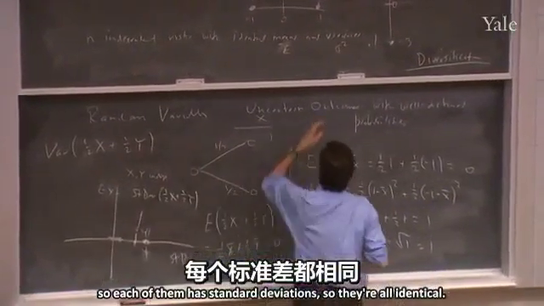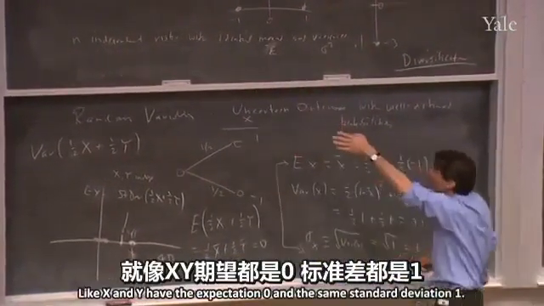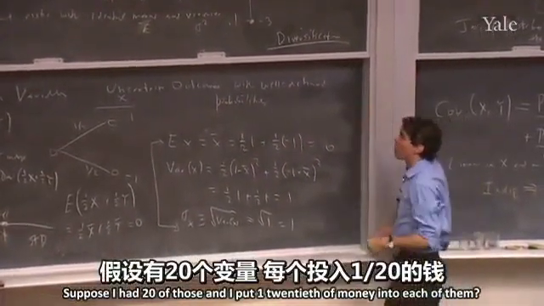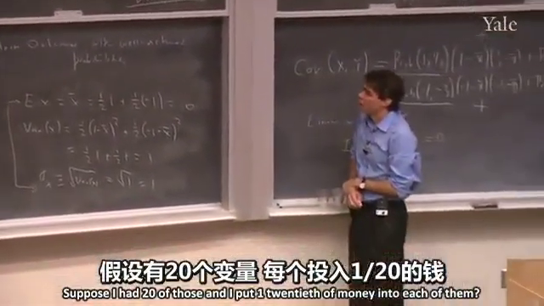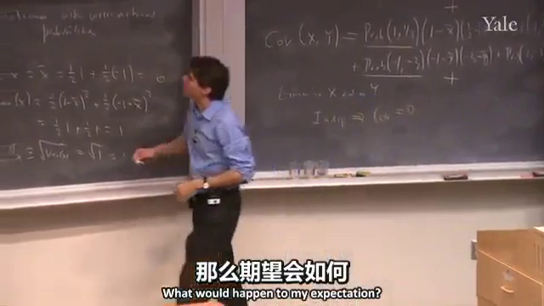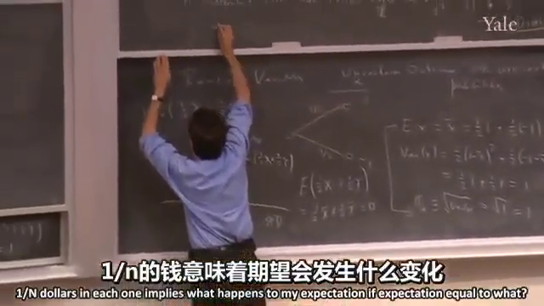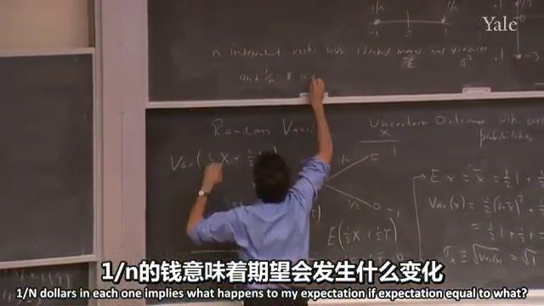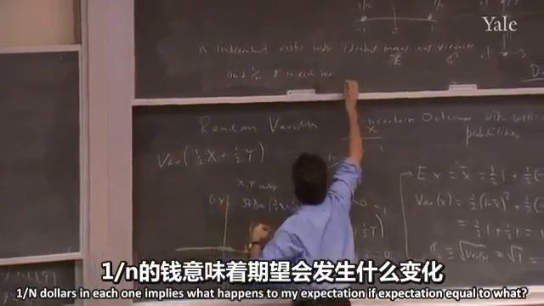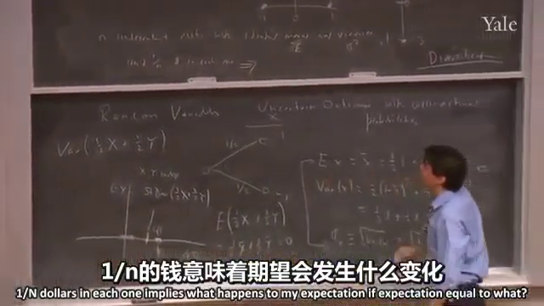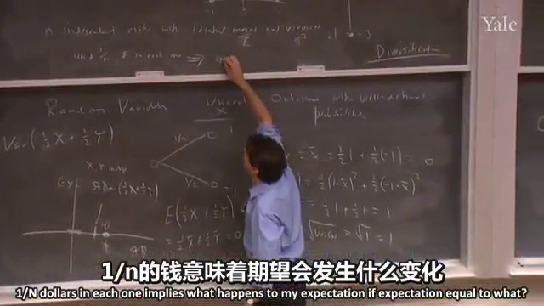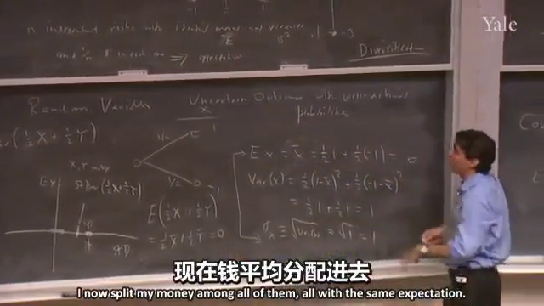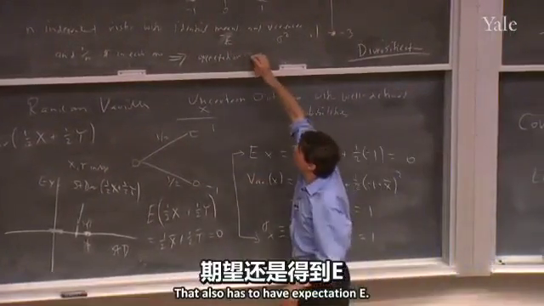Okay, so each of them has the same standard deviation. So they're all identical, like x and y have the same expectation 0 and the same standard deviation 1. Suppose I had 20 of those and I put 1/20 of my money into each of them. What would happen to my expectation? 1 over n dollars in each one implies what happens to my expectation? Each of them had expectation E. I now split my money among all of them, all with the same expectation. That also has to have expectation E.